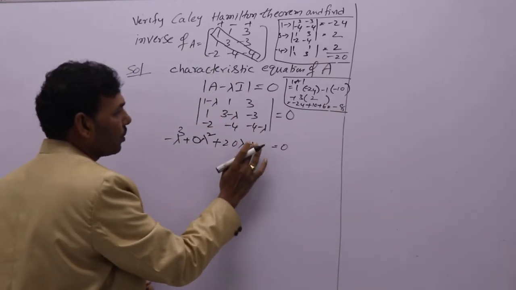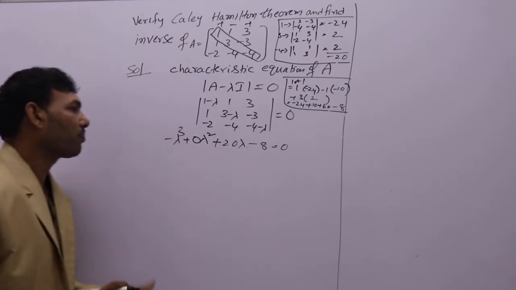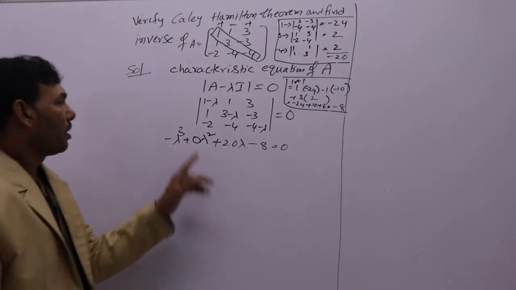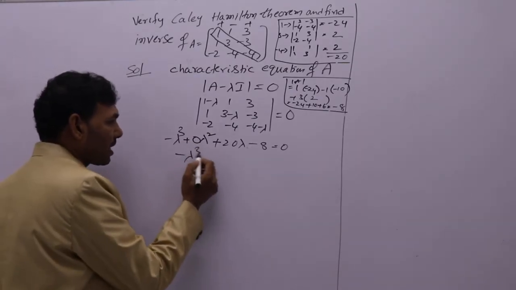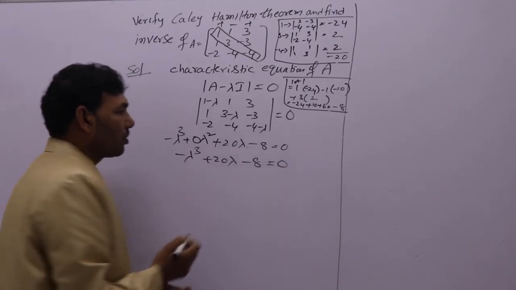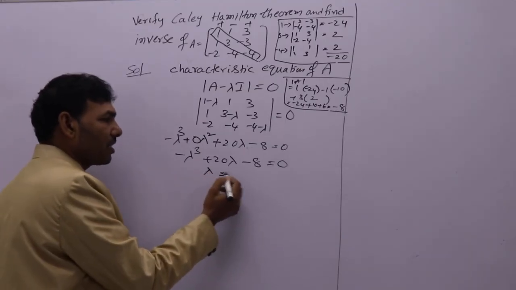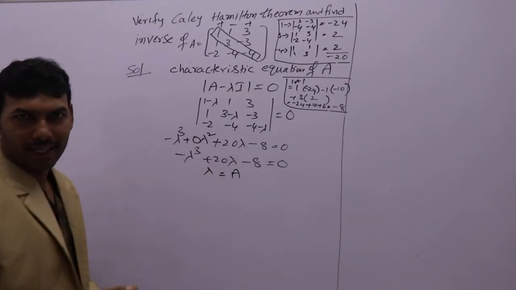Minus 8. So here plus into minus, minus 8 you will get minus lambda cube. So the equation is minus lambda cube plus 20 lambda minus 8 equal to 0. This is the characteristic equation. Now, in the characteristic equation, write A in the place of lambda.